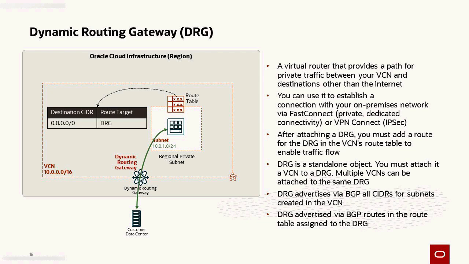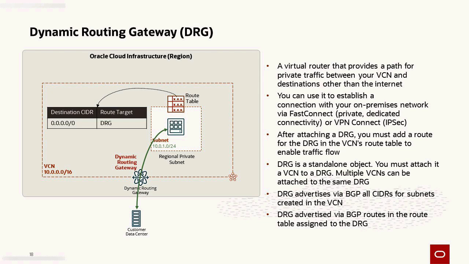Regarding the DRG use cases, we can say that a DRG is used while connecting from on-premises environment to the VCN using IPsec VPN, Fast Connect, or both. A DRG is also used while peering two VCNs in same or different regions. The latest version of DRG is DRG version 2. It acts as a virtual routing hub on OCI.